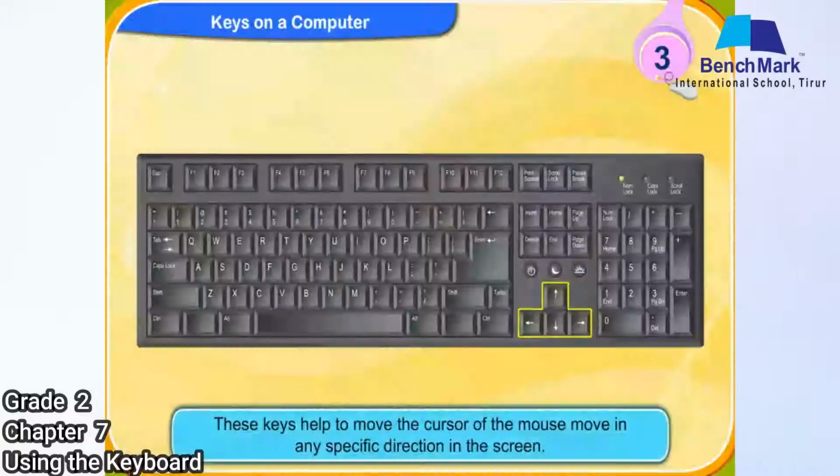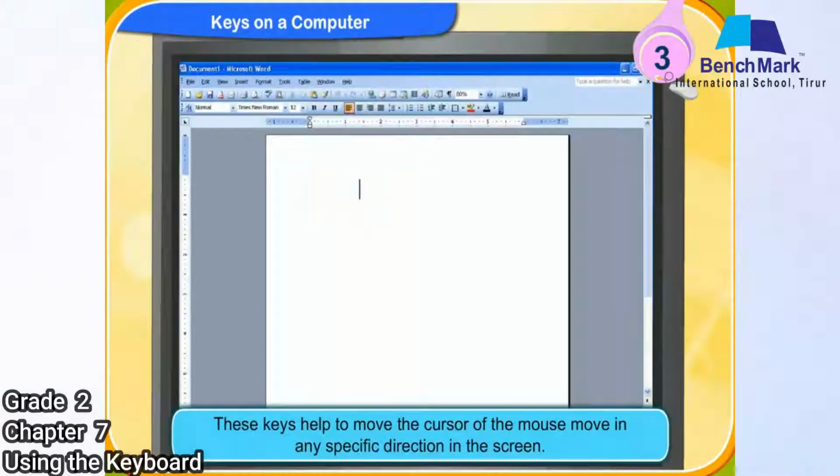There are 4 arrow keys available, that is top, bottom, left and right. The top arrow key is used to move your cursor up. The bottom arrow key is used to move your position down. The left arrow key is used to move your position to the left, and the right arrow key is used to move your cursor position to the right. All these are used to control your cursor position. The arrow key is also called the cursor control key.